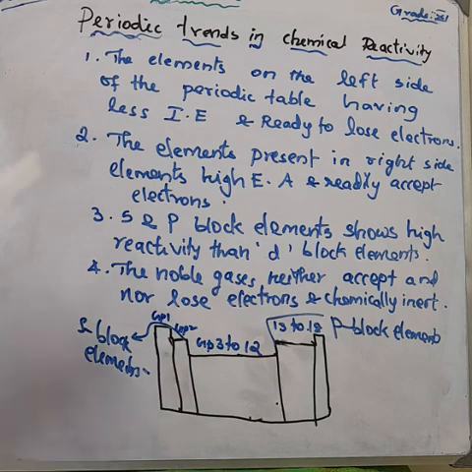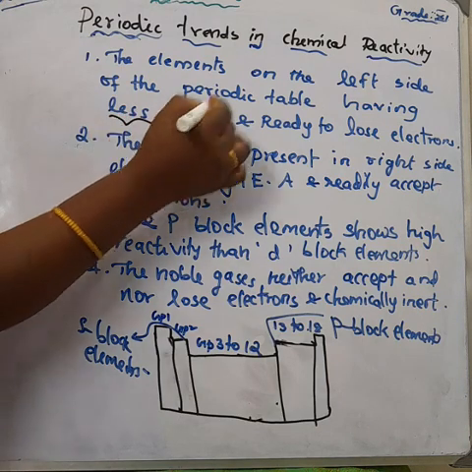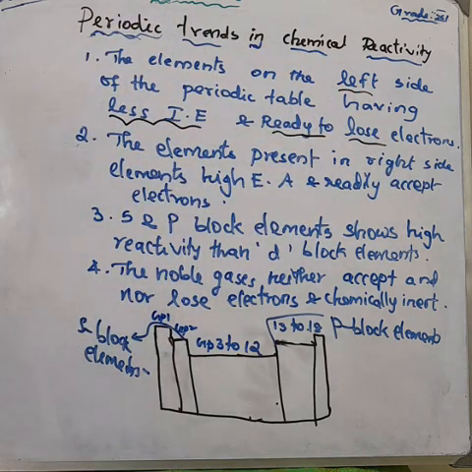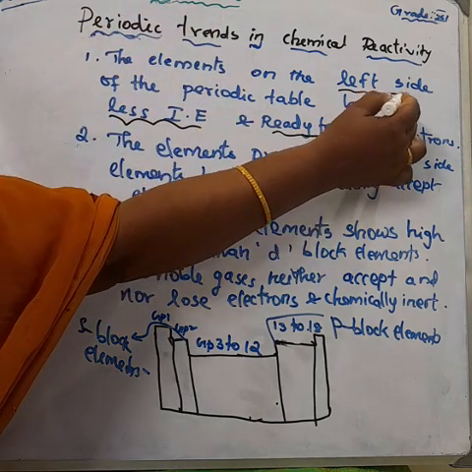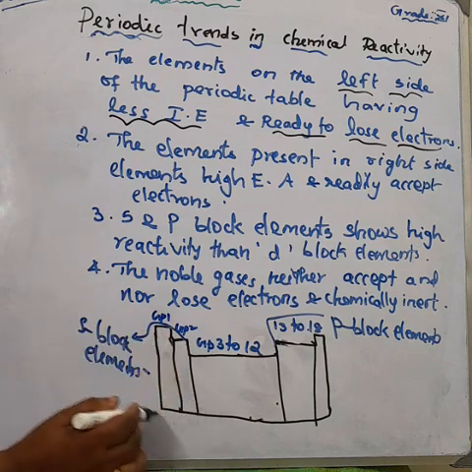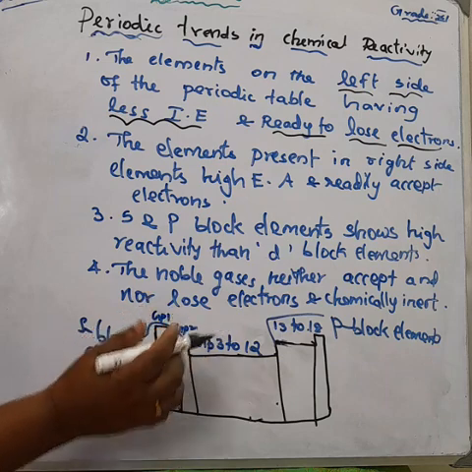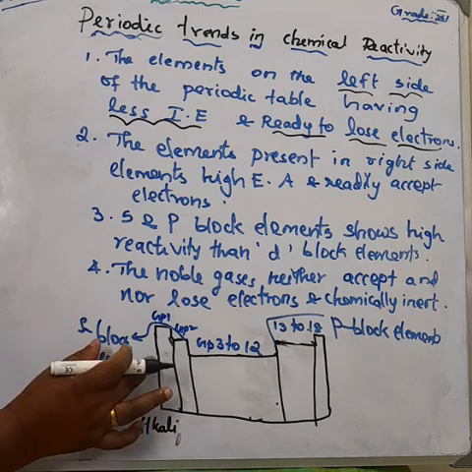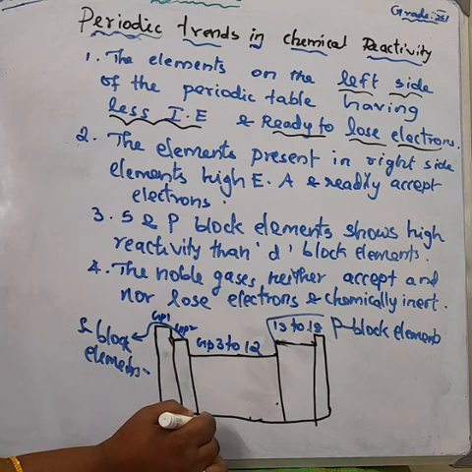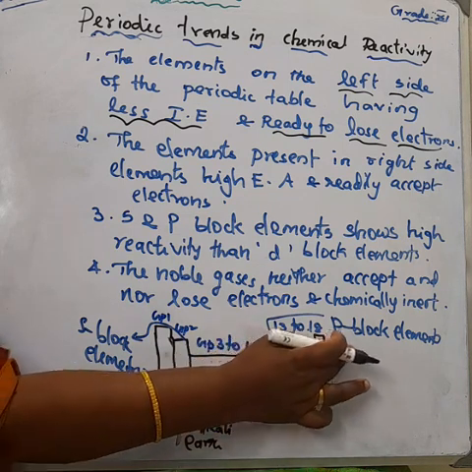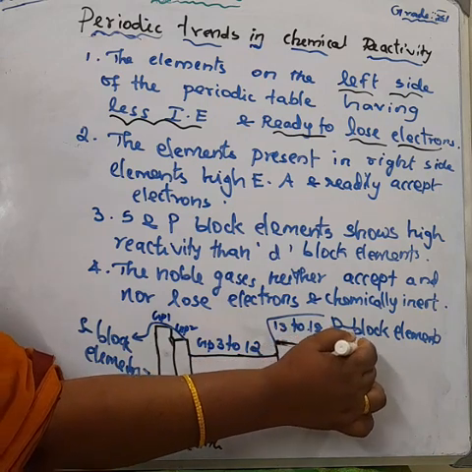The elements on the left side of the periodic table have less ionization energy and are ready to lose electrons during a chemical reaction. Here, this is the modern periodic table, and this is the left side of the elements. We call them the alkali metals, group 1, and group 2 elements. First group elements we call the alkali metals. Second group elements we call the alkaline earth metals. And the right side of the elements we call the representative elements, or otherwise the p block elements.